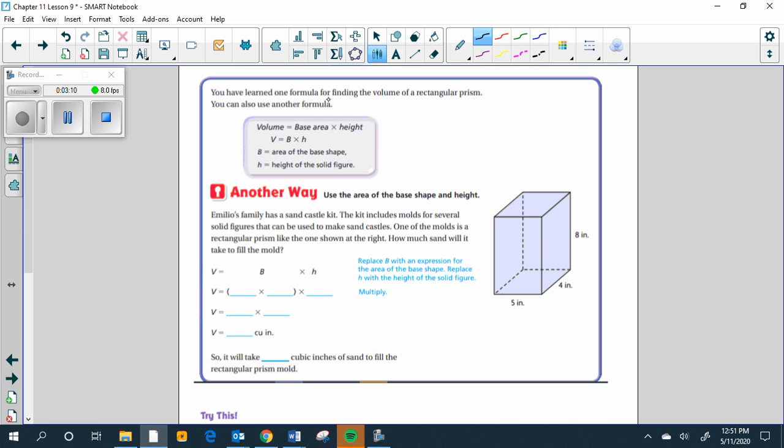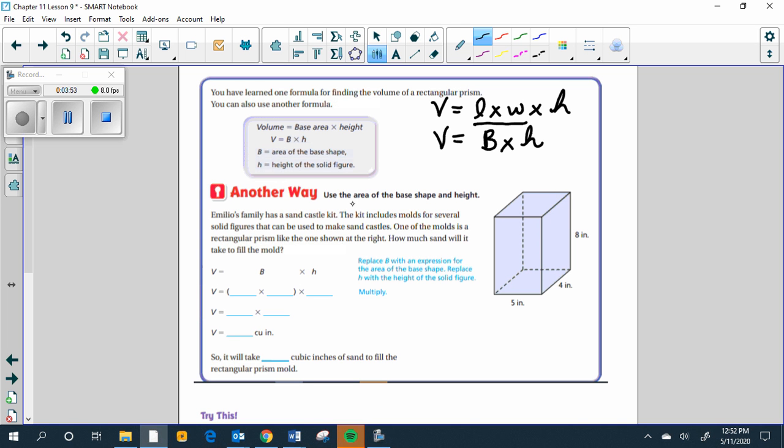You have learned one formula for finding the volume of a rectangular prism. You can also use another formula. The one that we have already talked about was volume equals length times width times height. Now, they're going to shorten that up and say, really technically, length times width is just the area of the base. And we're going to call that B, and notice how that's a capital B. So another formula for volume would be B times H. You'll still have to figure out what that base is. It just shortens up the formula a little bit.